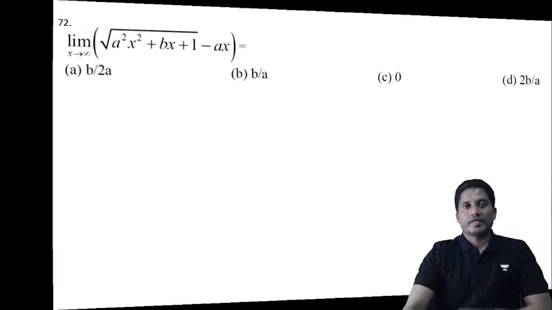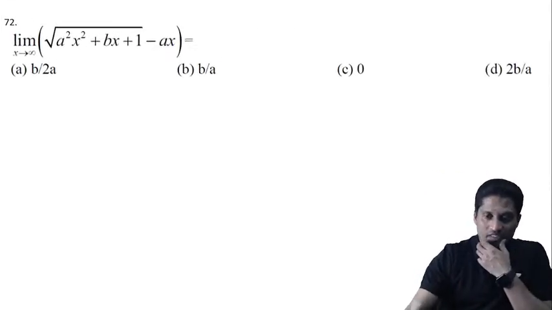Okay, question number 72. X tends to infinity, you get infinity minus infinity.